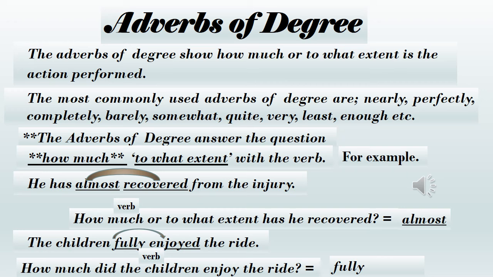For example, he has almost recovered from the injury. How much or to what extent has he recovered? Here almost is the adverb of degree. The children fully enjoyed the ride. How much did the children enjoy the ride? The answer is fully. A worksheet related to adverb and its types will be given to you.